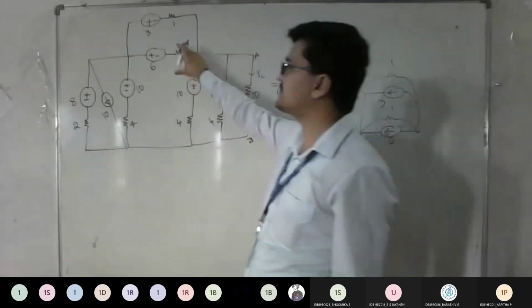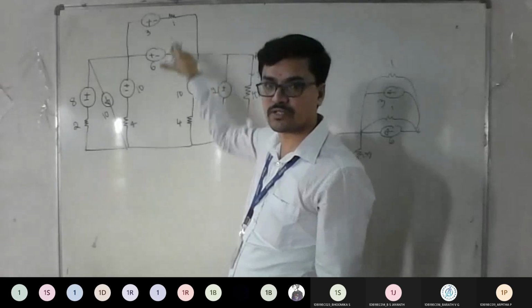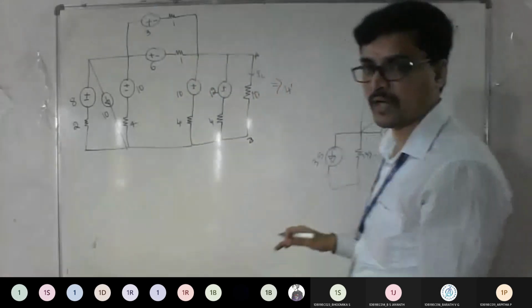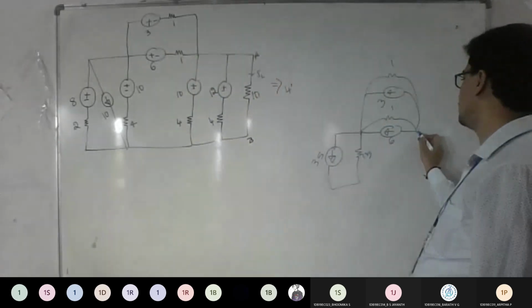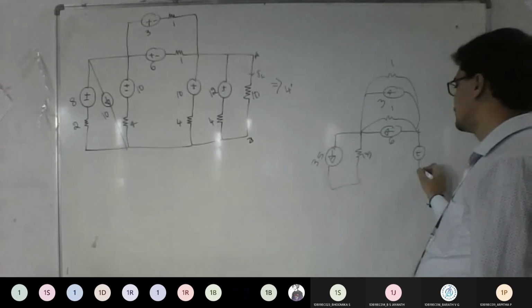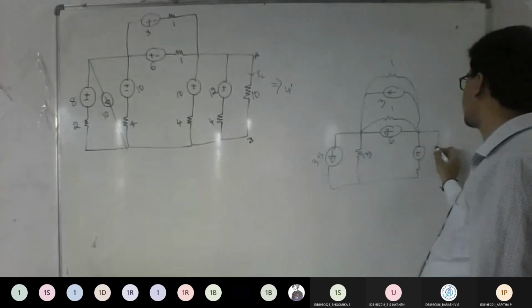See, we have converted this practical voltage source to a current source. So we are going to get 2 practical current sources in parallel. So remaining things you can keep as it is. See, that's why I'm doing this, try to maintain the steps.